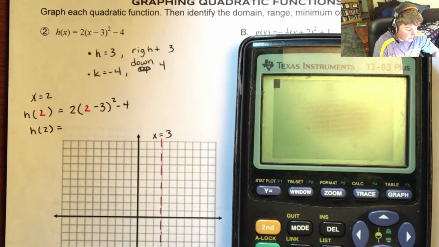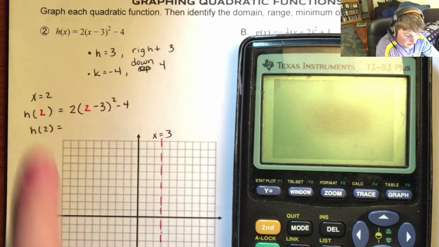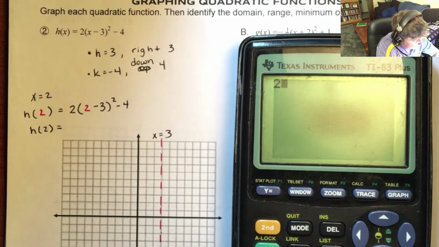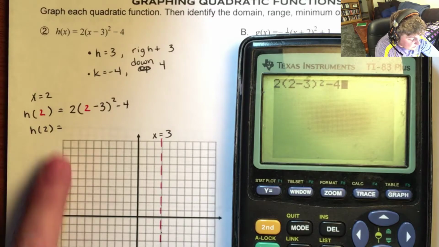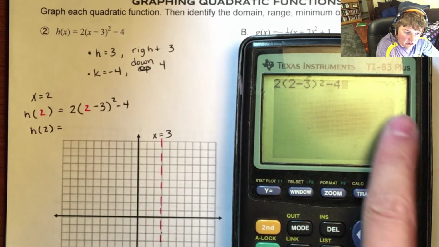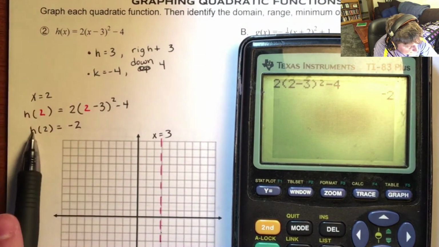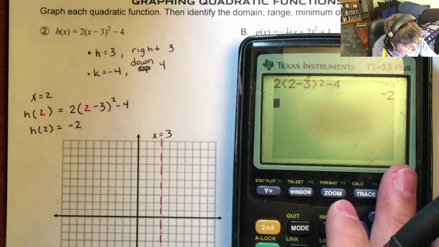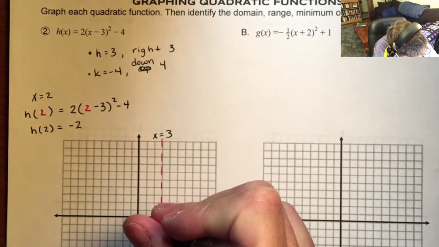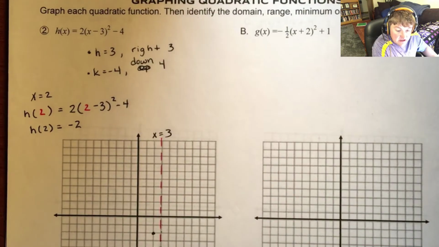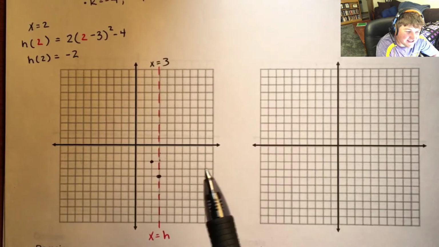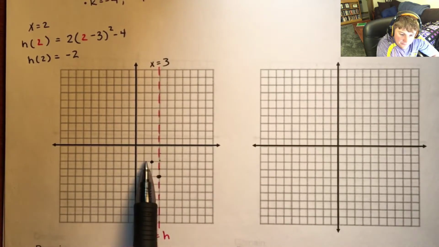Okay, so here what I'm going to do is write this expression in the calculator exactly as it's written. 2 times, using parentheses, 2 minus 3, and then I'm squaring outside of that parentheses, minus 4. Let's take a look here and see how they're written literally the exact same. And I get negative 2. So when x is 2, y is negative 2. So that gives me an ordered pair (2, negative 2).